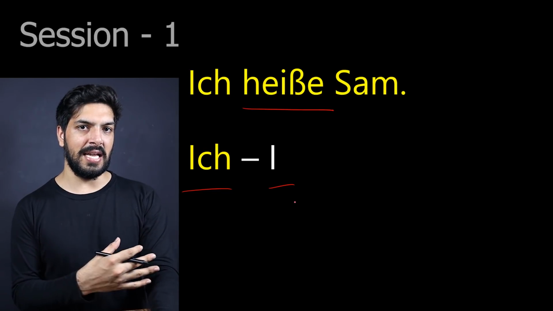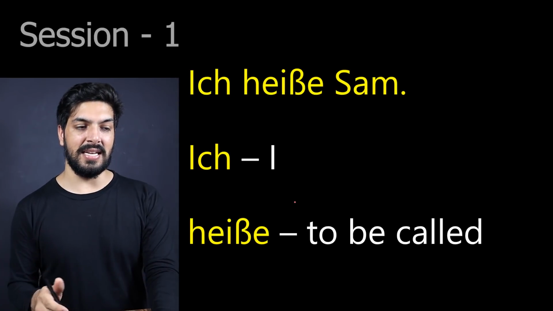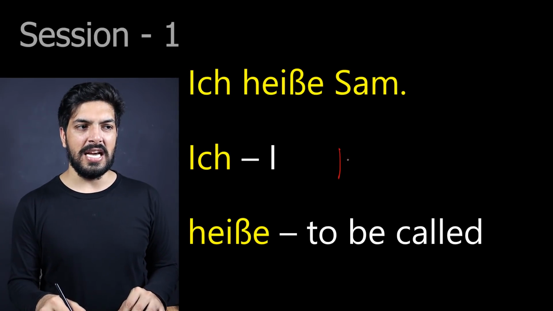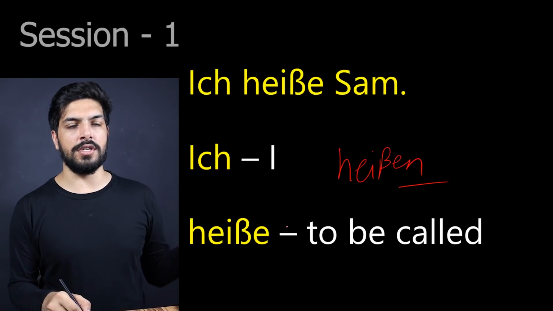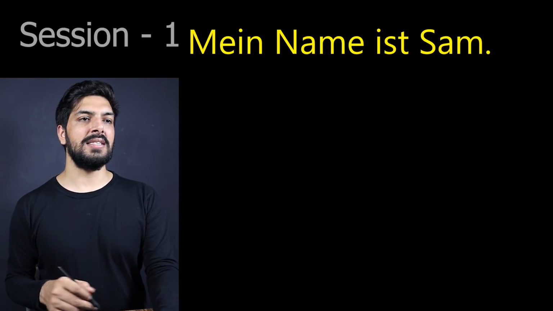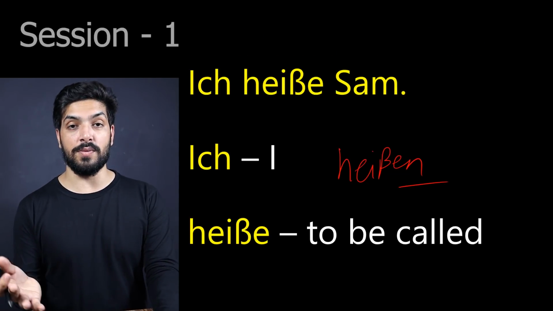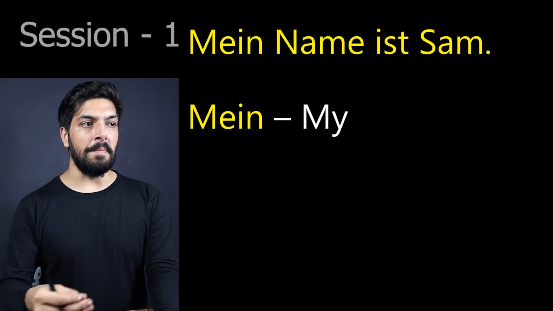But in, let's say, the standard German, it is called "ich heiße", that is, "to be called", again conjugated. Remember the main verb is "heißen". We just conjugate it according to the situation. It's "heiße". Ich heiße Sam. And Sam, of course, is Sam. There's no German word for Sam. Mein Name ist Sam. That's the second one.